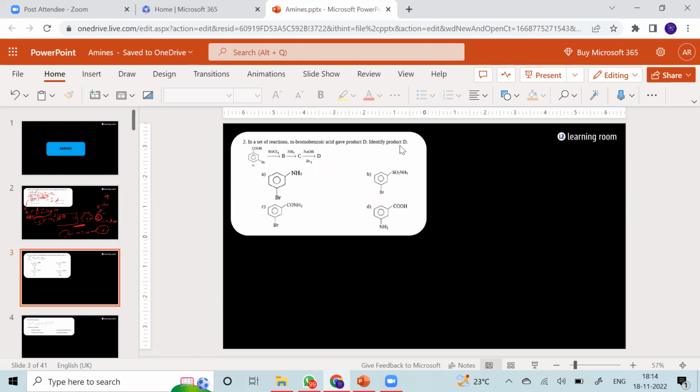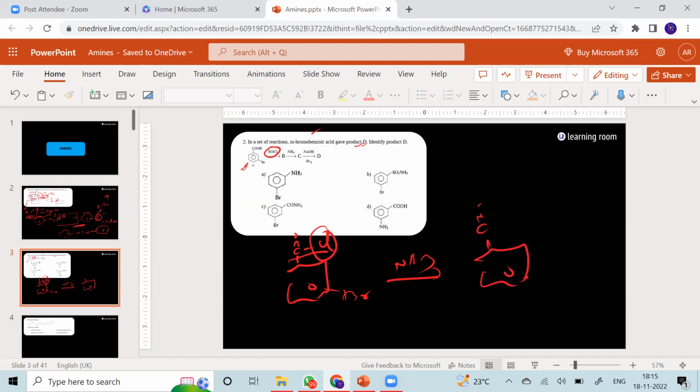In a set of reactions, meta-bromobenzoic acid gave product D. Identify product D. This is meta-bromobenzoic acid. First, if I go for SOCl2, that is a chlorinating agent which will convert your acid to acid chloride. COCl it will become, and the Br will be like this only. Then you go for NH3, which will convert the acid chloride into the amide, that is C double bond O, NH2. H from this, Cl from this, and Br is also there.